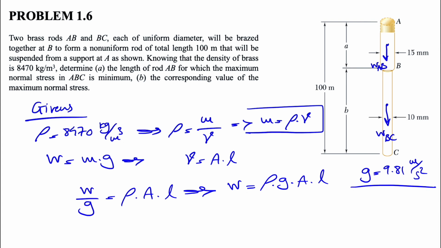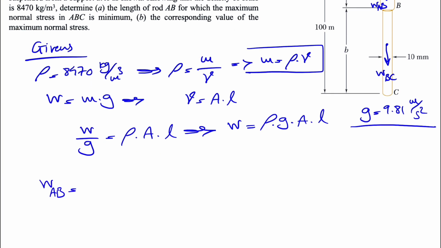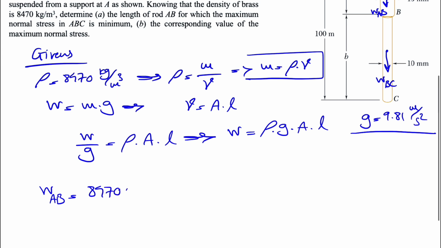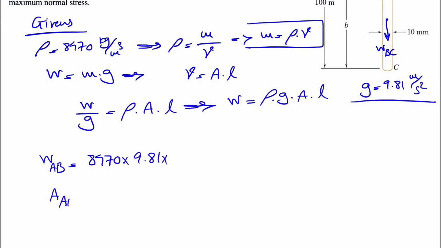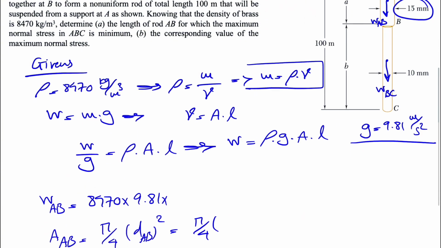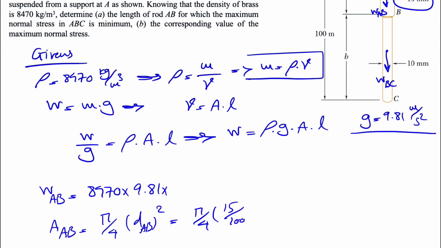So that's the use of the density in this question. With density we're going to find the weight of each of these two bars. We can start with the weight of AB, which has rho, 8470, times 9.81, and for this we need the area. Finding the areas is pretty easy. The area of AB is pi divided by 4 times the diameter of AB squared. Looking at the AB part, the diameter is 15 millimeters, so 15 divided by 1000 to get meters, and this gives us 176.7 times 10 to the minus 6 meters squared.